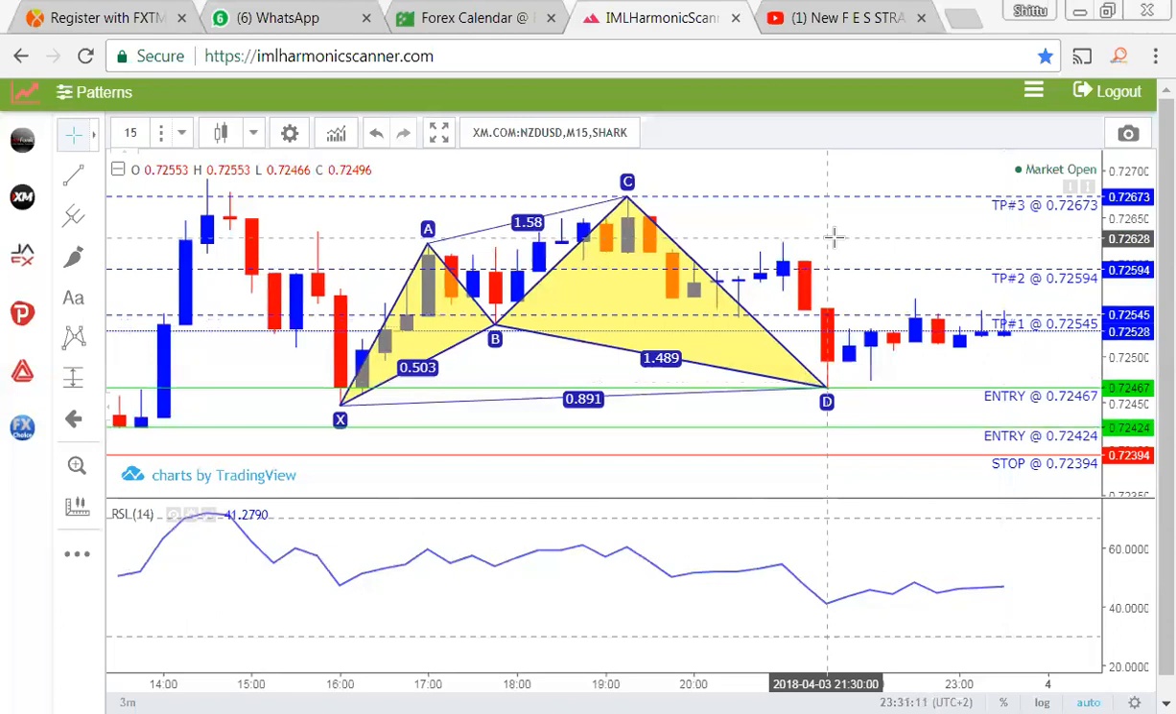NZD USD buy at 0.01 and just one position. You're taking 12 pips take profit and 50 pips stop loss.